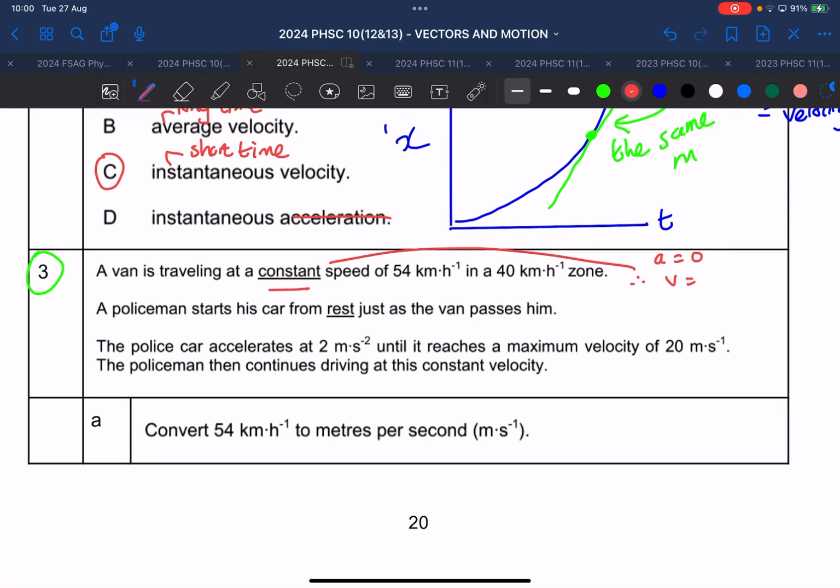that you are going to use, or you can use that equation. V is x over t. So how did I know that? I read the words "constant speed".